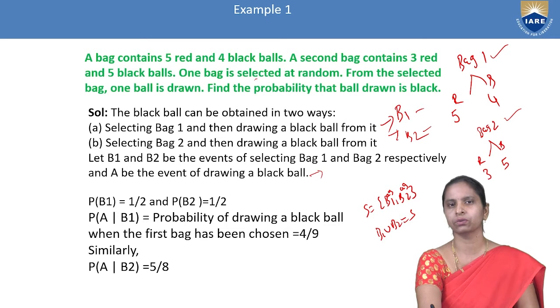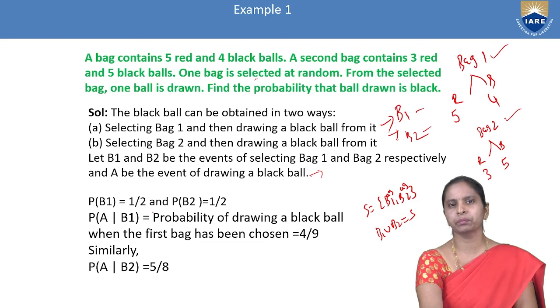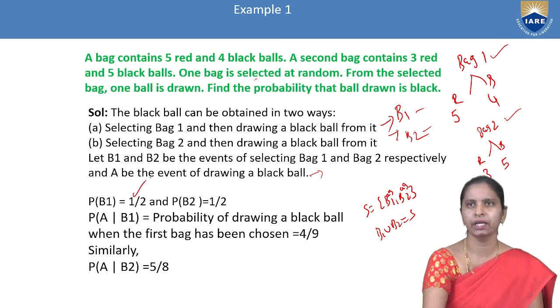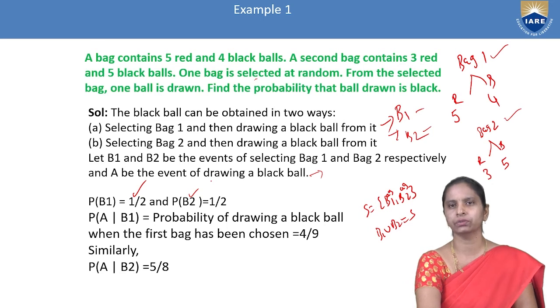So, from all these known probabilities, we are calculating the probability of the unknown event, selecting a black ball. Now, what is P of B1? It is nothing but selecting bag 1. There are only 2 bags, and out of 2 bags you have to select 1 bag. Therefore, the probability of selecting bag B1 is equal to 1 by 2. And similarly, the probability of selecting bag 2, P of B2, is equal to 1 by 2.